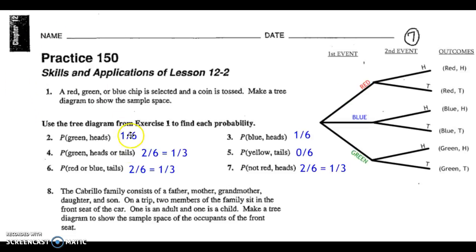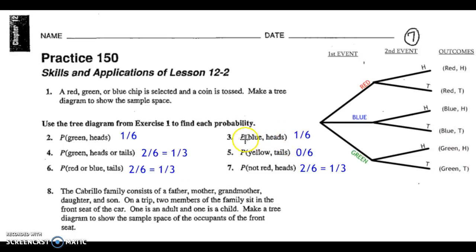All right, here are your answers. You'll notice that for question number 3, it says blue and heads. Well, there's only one outcome that is blue and heads, so that's why we selected that. For 4, we actually simplified it. It said green, heads, or tails. Well, we know the probability of getting green is down here. And heads or tails, both of those are desired outcomes. So I can circle green heads and green tails. That's 2 desired outcomes out of a possible 6.